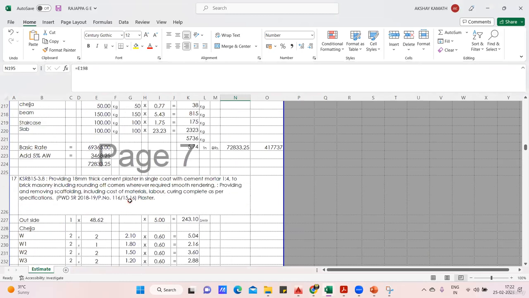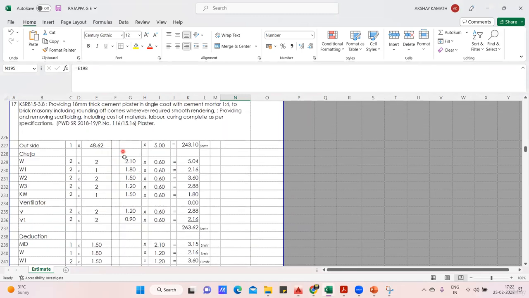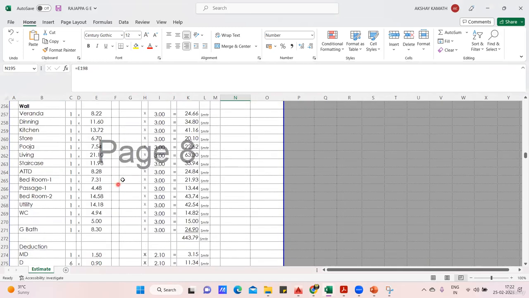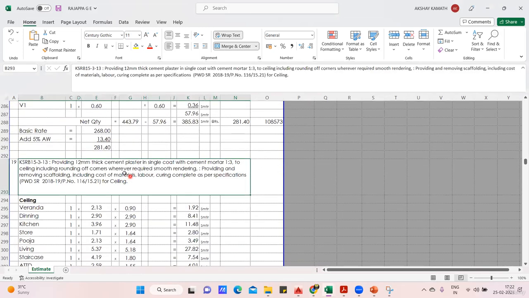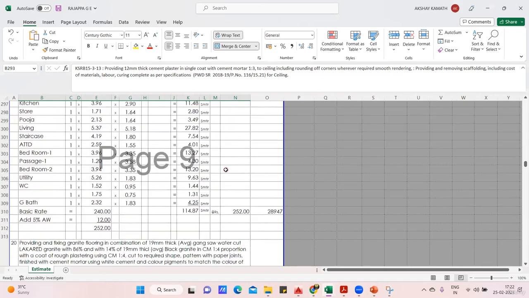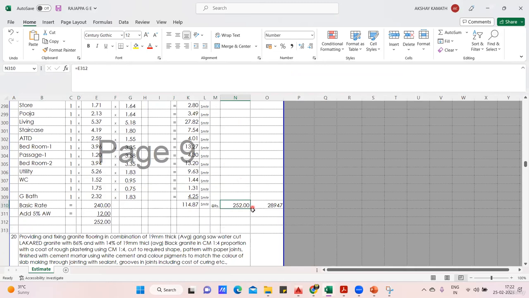So here let me check what rate this contractor is telling. So here this is 18 mm thick. We want 12 mm thick. This is also 18 mm thick he is putting. Yeah, 12 mm you can see here. Providing 12 mm thick cement plaster in a single coat with cement mortar. Here he is taking the ratio 1:3. No problem. What is the rate? This guy is little expensive. You see, this contractor is charging 252.